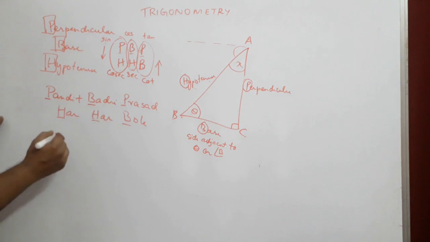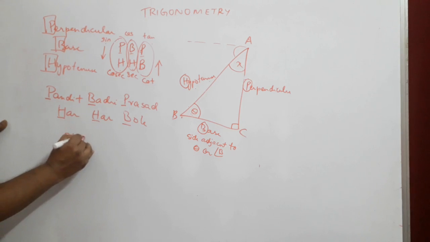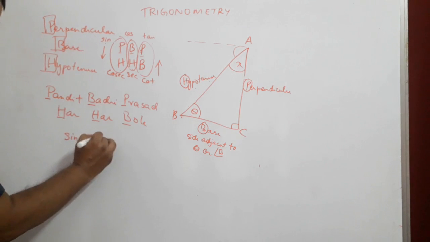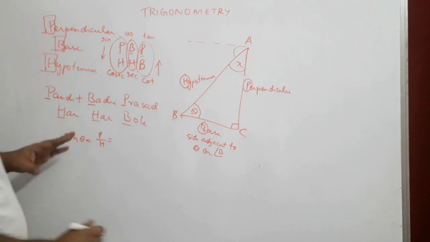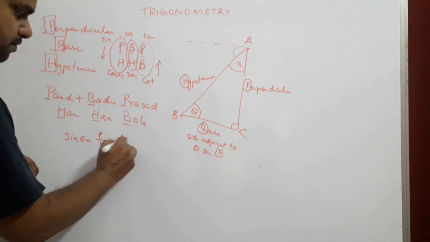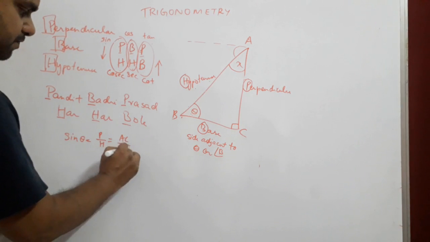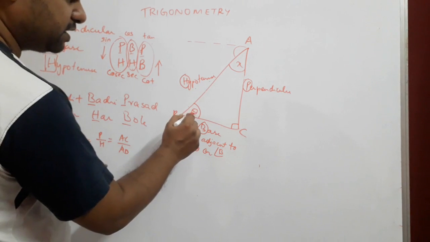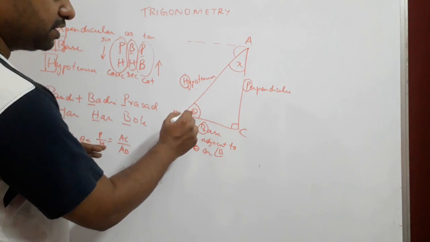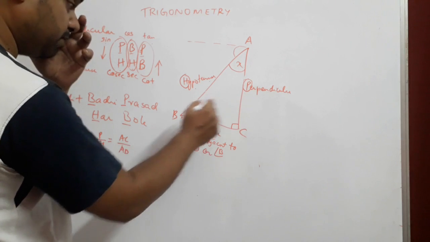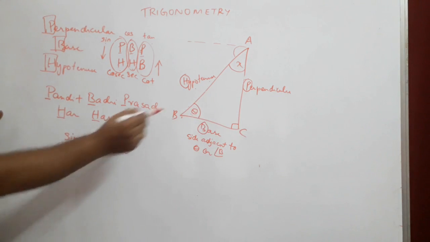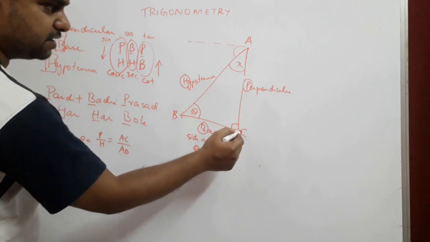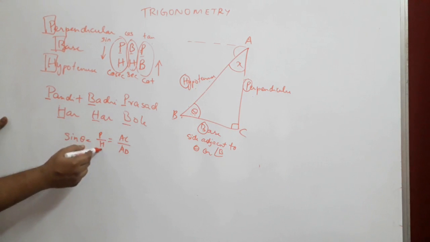That is, what I'm trying to say is sine theta. We got from our sine theta was p upon h, fine, and p upon h is what? AC upon AB, right? Remember, the perpendicular is what we look at, the side that is opposite to the angle in question. The angle is here and the perpendicular is here. So that is why we have P upon H.